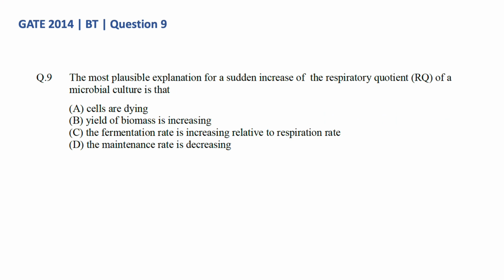In this video, we'll look at question number 9 from the GATE Biotechnology 2014 paper. The question is, the most plausible explanation for a sudden increase of the respiratory quotient, RQ, of a microbial culture is that option A, cells are dying, option B, yield of biomass is increasing, option C, the fermentation rate is increasing relative to respiration rate, and option D, the maintenance rate is decreasing.